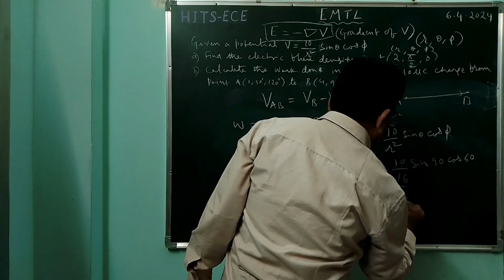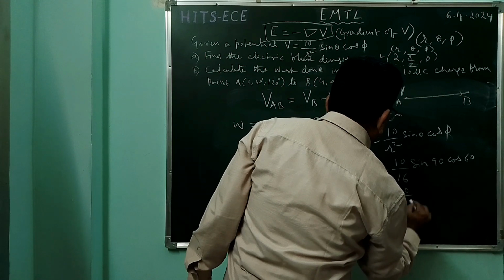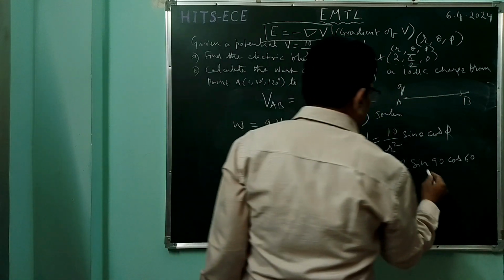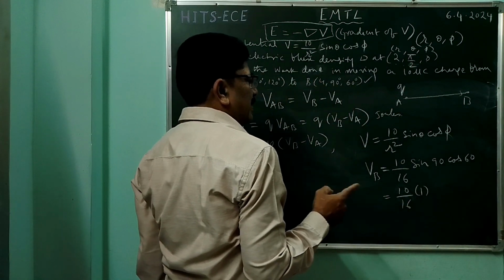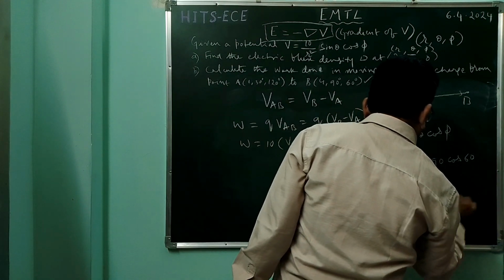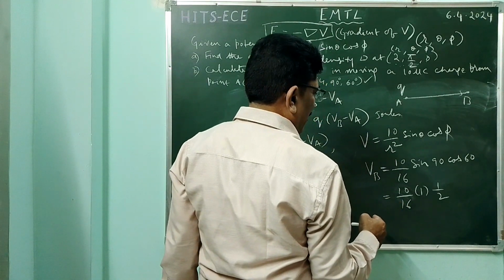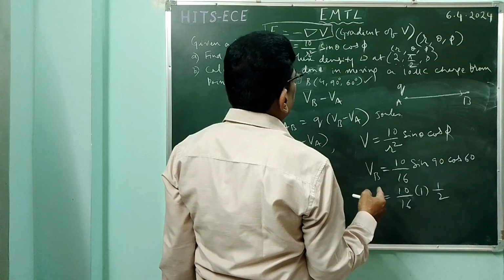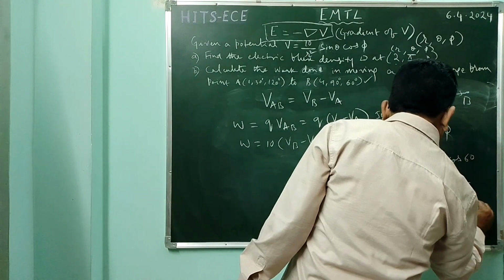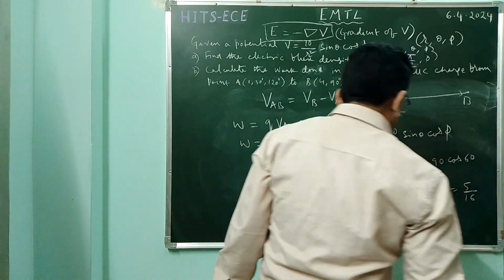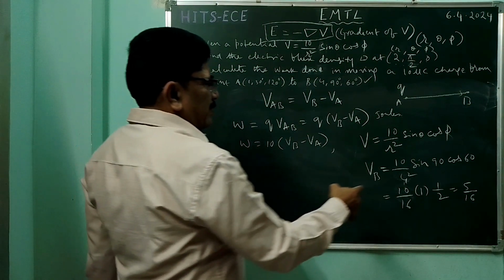Let us leave it like that: 10 by 16, 4 squared is 16, sin 90 is 1, cos 60 is 1 by 2. So this is equal to 5 by 16. So V_B is equal to 5 by 16.